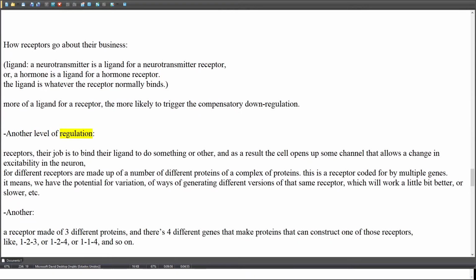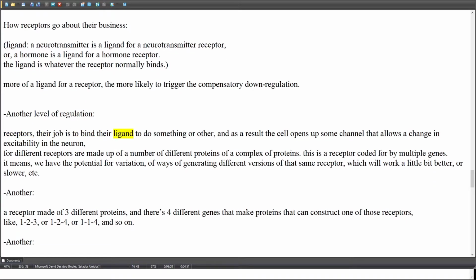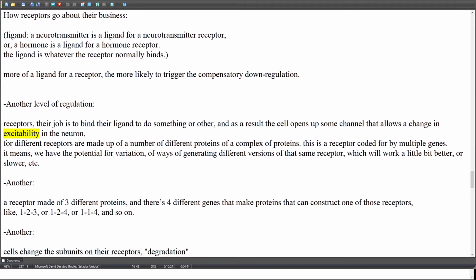Another level of regulation. Receptors, their job is to bind their ligand to do something or other, and as a result the cell opens up some channel that allows a change in excitability in the neuron.